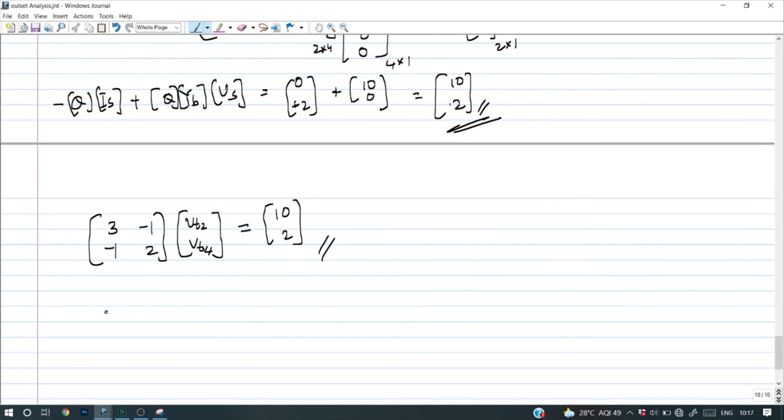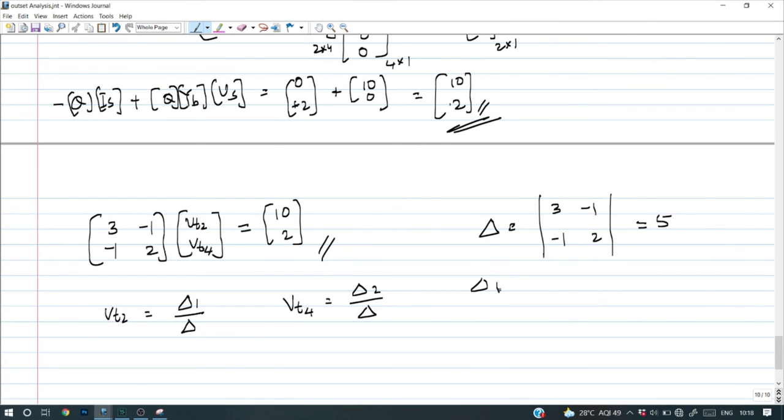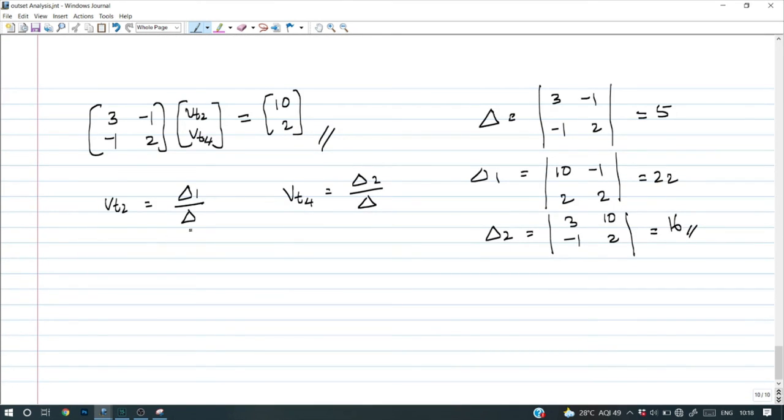So how to find out VT2? It is delta 1 divided by delta. VT4 is equal to delta 2 by delta. So what is delta? Determinant of this matrix, 3 minus 1 minus 1 2. This is 6 minus 1, 5. What is delta 1? First column entry becomes this one. 10 2 minus 1 2. So 20 minus 2. 22 will come. What is delta 2? Second column entry of this matrix. This matrix becomes 3 minus 1 10 2. So 6 minus 10. So 16 will come.